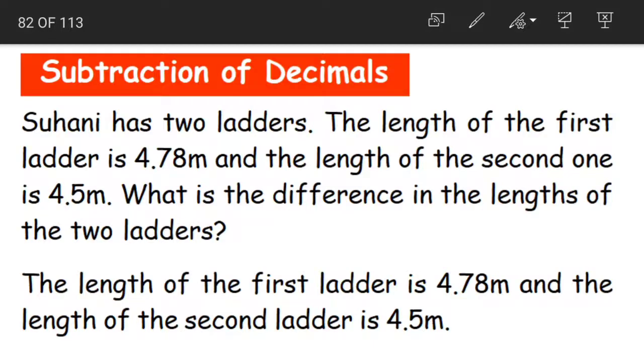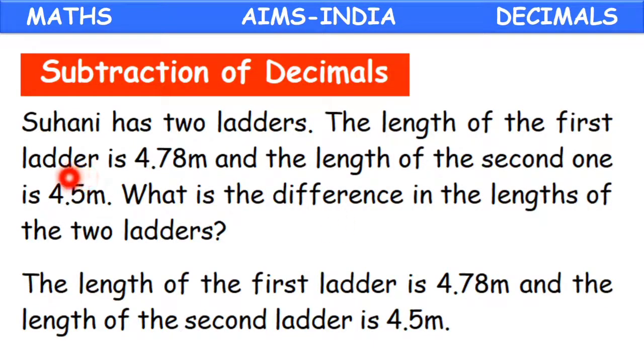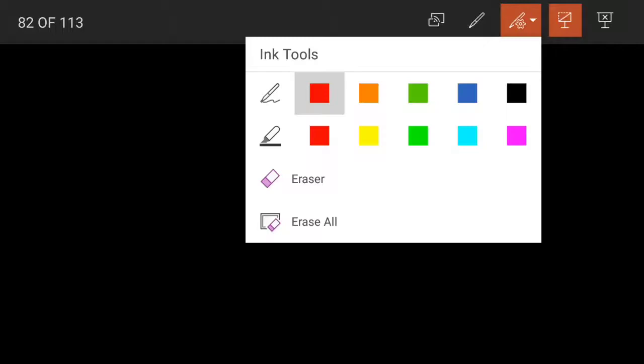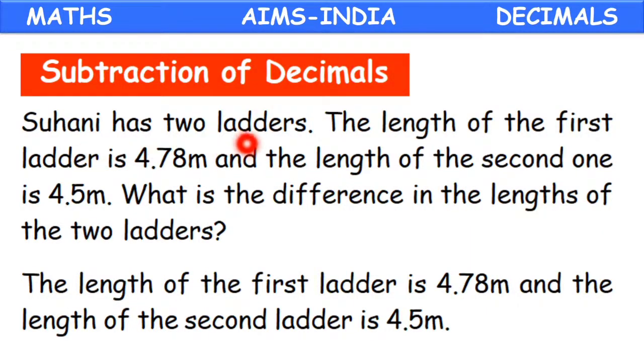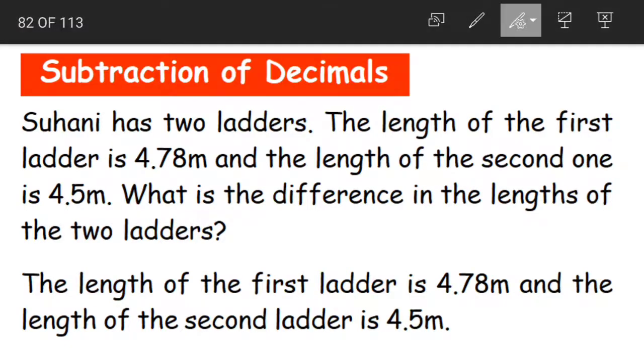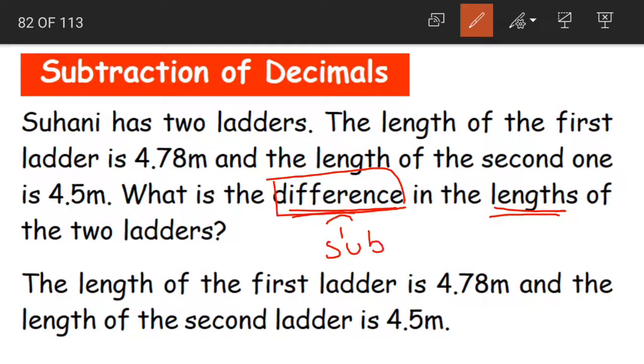What are they saying here in the word problem? Our Suhani here has two ladders. What is a ladder, children? You'll have it like this, right? Used to climb. We climb on the ladder. So that is a ladder. Suhani is having two of such ladders. The length of the first one is 4.78 meters and the length of the second one is 4.5 meters. Now we have to find out the difference in the lengths. Difference means what? We have to subtract.